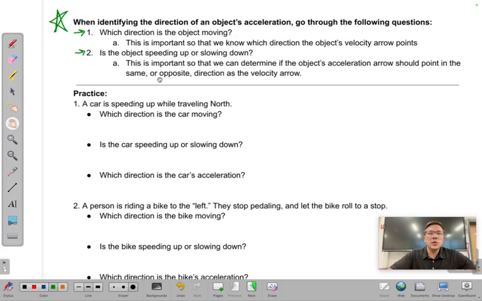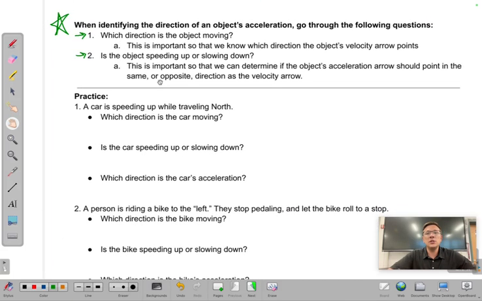For any situation where you need to figure out the direction of acceleration, whether it's a motion map or a graph or whatever, we want to ask ourselves these 2 questions. What direction is the object moving in? If we're using positive and negative, is it moving in the positive direction or negative direction? If it's cardinal directions, maybe it's east or west, or maybe we're just saying left or right. The direction that the object is moving is really important, because that's also the direction of the object's velocity.